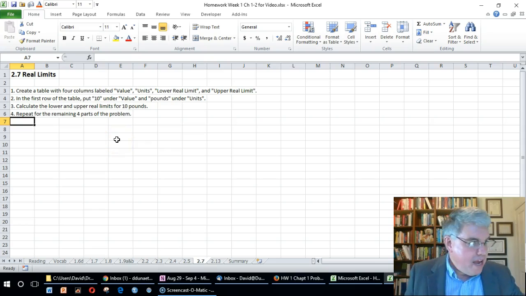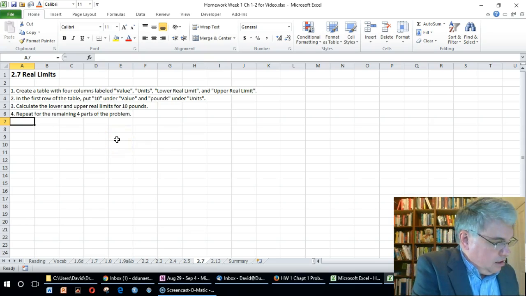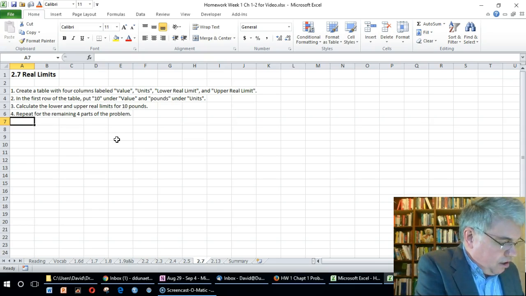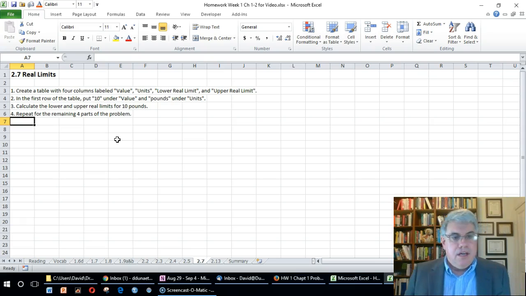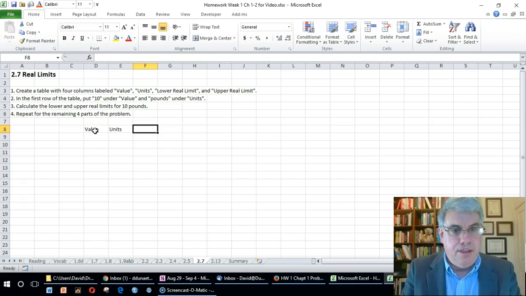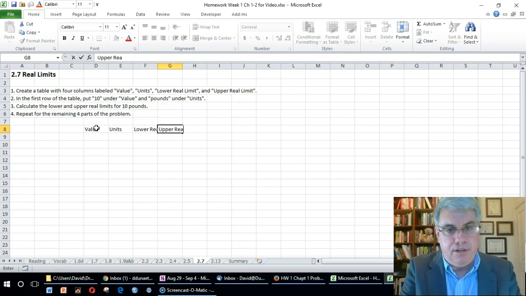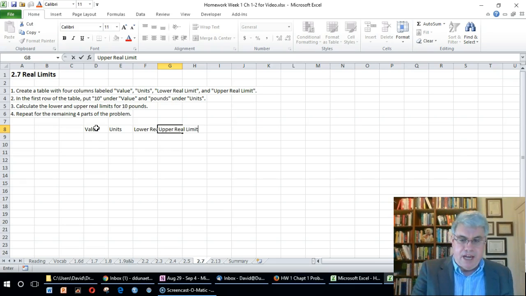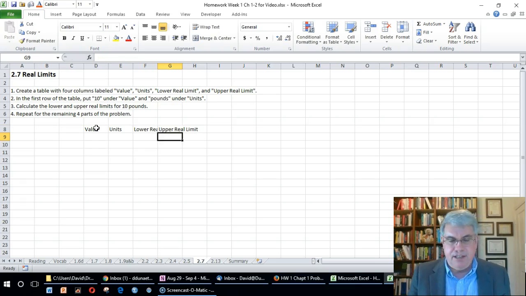Now in this example, we have a number of measures that are given to us, and we are supposed to identify the real limits. It says, determine the real limits of the following values, and it gives us 5 different values. What we're going to do is put this in a table. Let's label the first column value, the second one units, the third lower real limit. That's how low it can actually be and still be recorded as that number. And the last column is going to be upper real limit. And that's the maximum an actual value can be and still be recorded as that number.